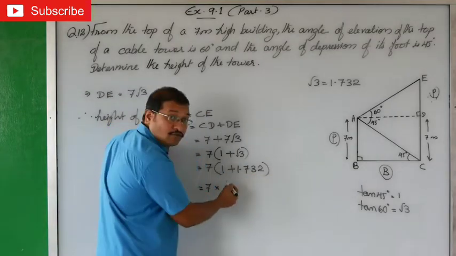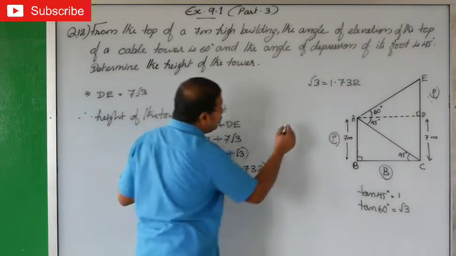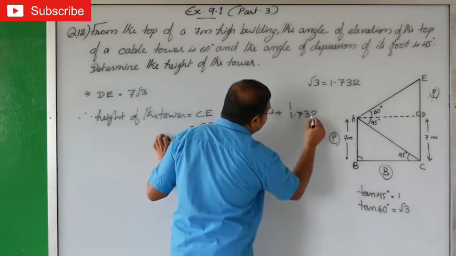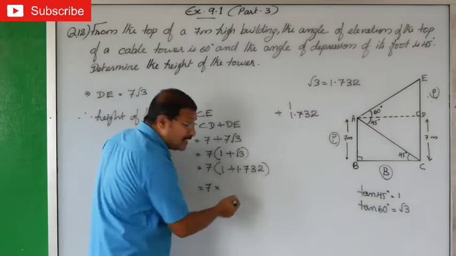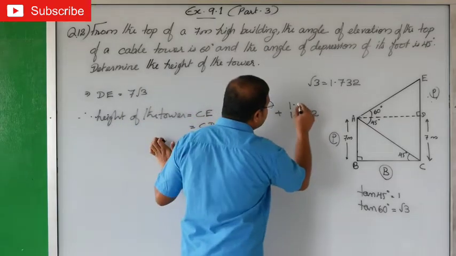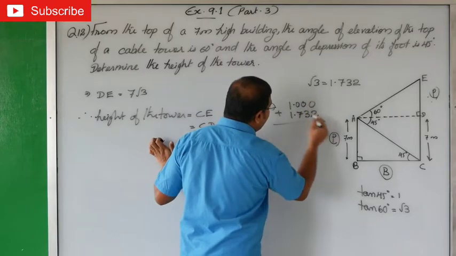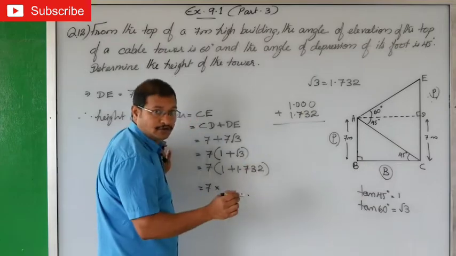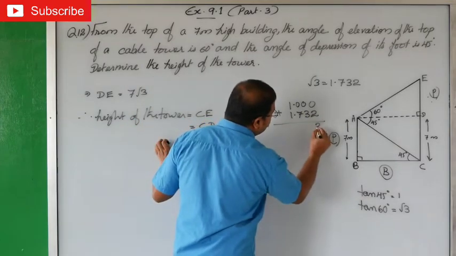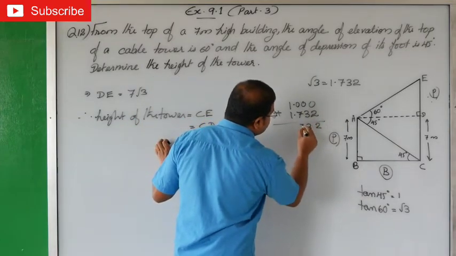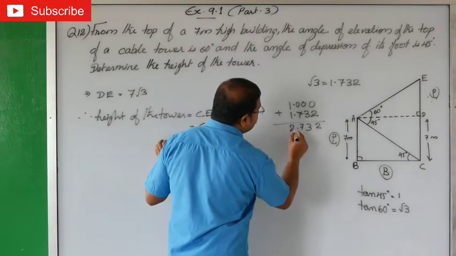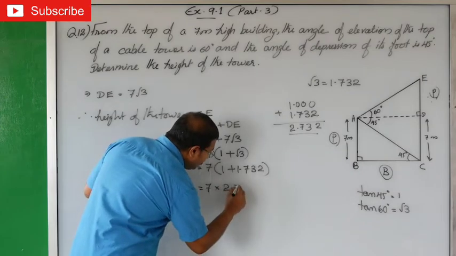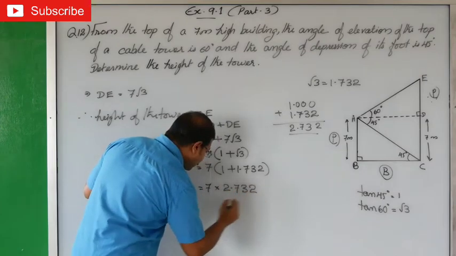Now we will add this 1 plus 1.732. Careful. 1 plus means you have to write 1.000, because no decimal number, isn't it? So we have to put 0.000. Ready? Now we'll add it. 2, 3, 7. 1 plus 1, 2. That means you got 7 into 2.732.